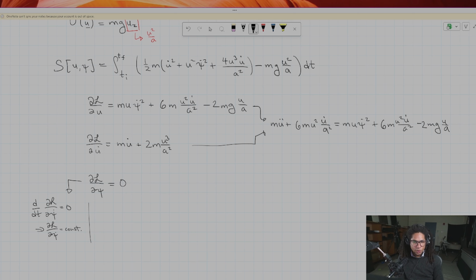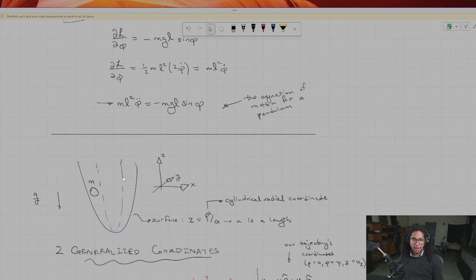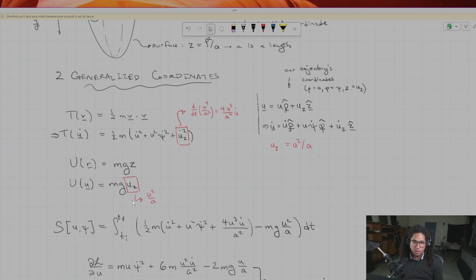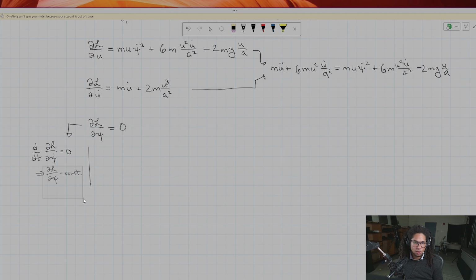In this case, the reason that dL/d psi is equal to 0 is precisely because neither my potential nor kinetic energy depends on the angle that I have around this parabolic object. Paraboloid, I think, is the name. And that is super interesting, right? Because I have this symmetry about this object, I get some sort of constant of the motion. Again, we'll come back to this notion later. I just wanted to point it out here. Okay, in any case, let's finish this up.